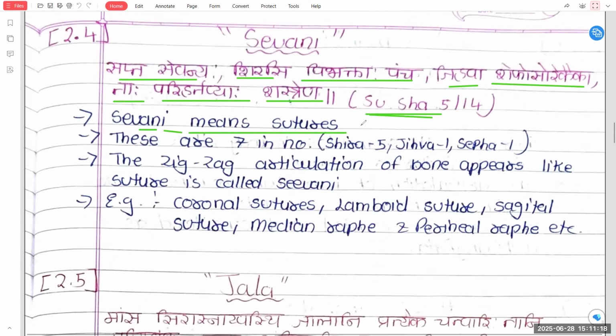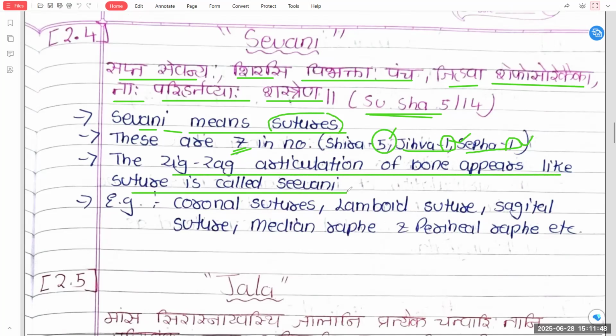Shushruta Sharir reference again. So what he has told is that Sivani means the sutures, which are 7 in number. In the head there are 5, in the tongue it is 1, and in the penis that is 1. In this way 5 plus 1 plus 1, the 7 Sivani are described by Acharya Shushruta. The zigzag articulation of the bone which appears like a suture is called Sivani.